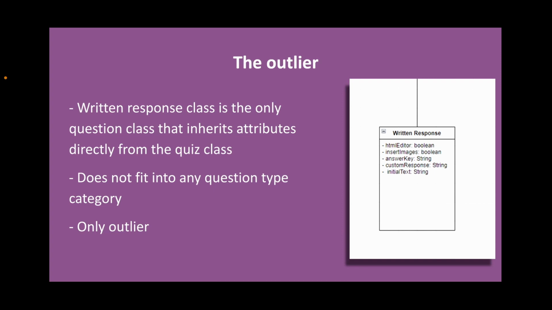As you may have noticed from our new UML diagram, there is a single outlier that does not belong to any of the categories for the types of questions. This outlier is the written response class. The written response class does not fit into any of the categories we made for the different types of questions. The reason why the written response class cannot inherit attributes from the multi-input class is because there's only a single input for the written response class, rather than multiple input fields. As a result, the written response class had to be left out on its own and inherits attributes directly from the quiz class.